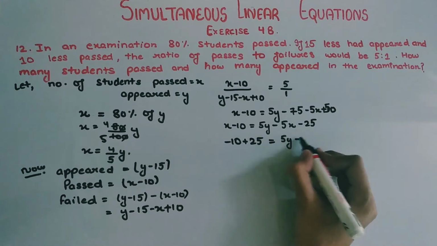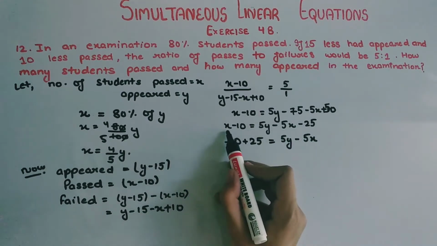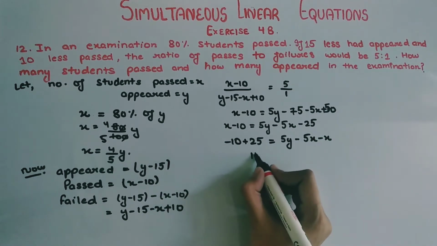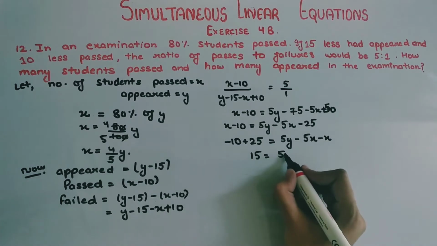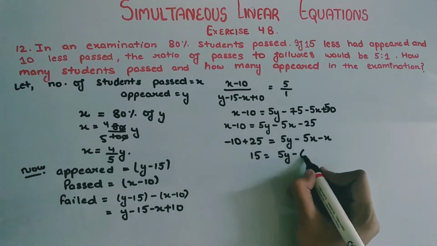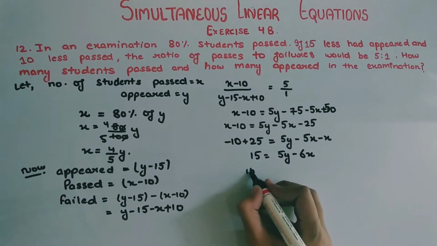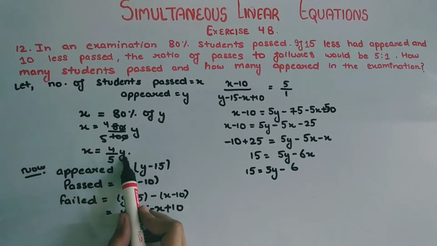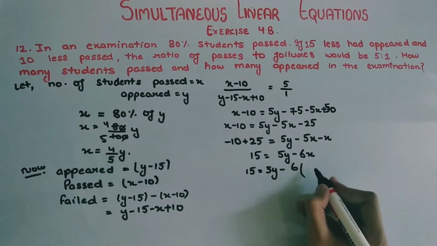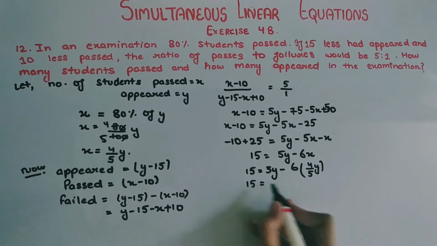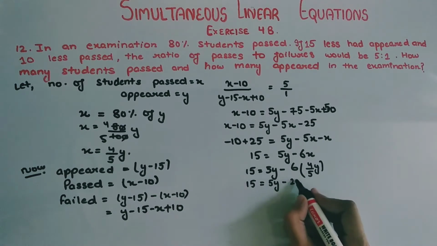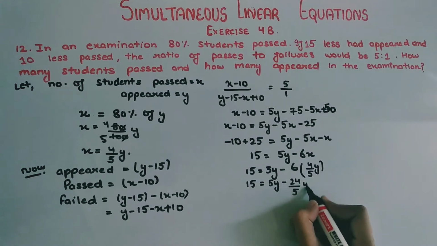Here we have 5y minus 5x, plus x will be minus x on the second side. Plus 25 minus 10, that is 15, is equal to 5y minus 5x minus x, that is 6x. 15 is equal to 5y minus 6x. The value of x is 4 divided by 5 y. We will put the value of x, that is 4 divided by 5 y. We have 15 is equal to 5y minus 6 4s are 24 divided by 5.